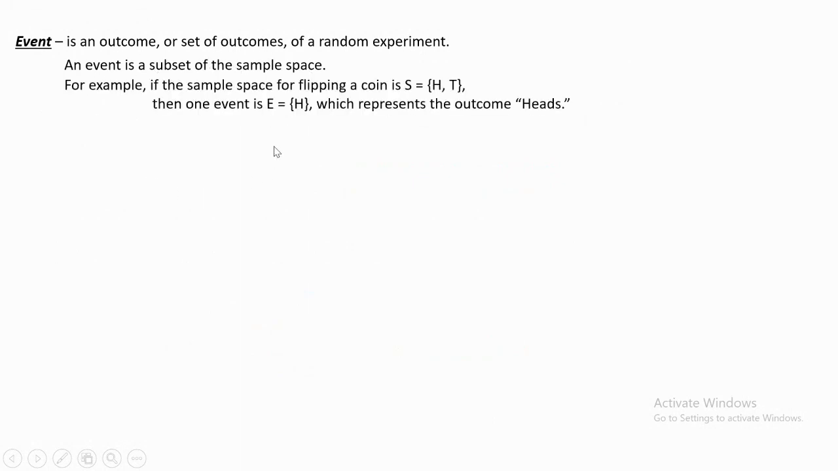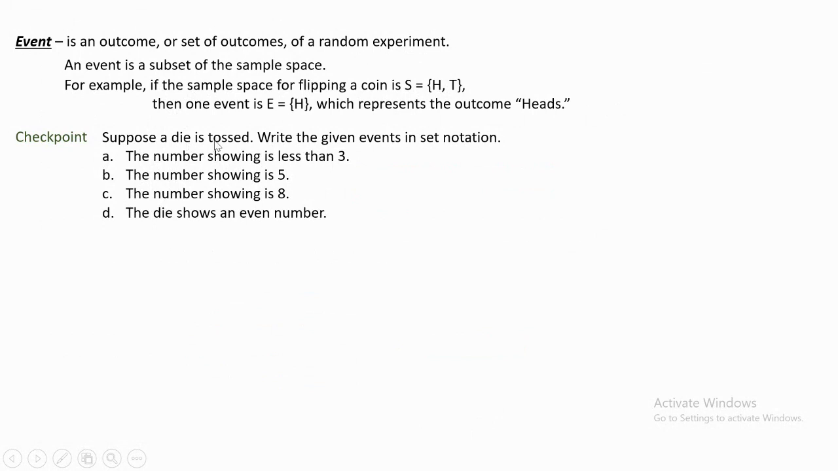Now, an event. An event is an outcome or a set of outcomes of a random experiment. An event is a subset of the sample space. For example, if the sample space for flipping a coin S is {H, T}, then one event can be H or it can be T.